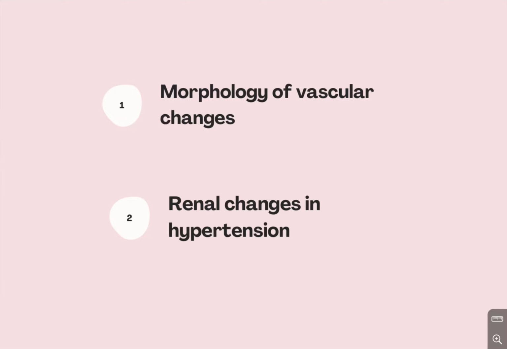We had already covered the first part of this lecture, and now we are discussing the second part of vascular hypertensive disease. I will discuss the morphology of the vascular changes and renal changes in hypertension, and the role of the renal system in the maintenance of blood pressure. So, what are the morphological changes in the vascular system?